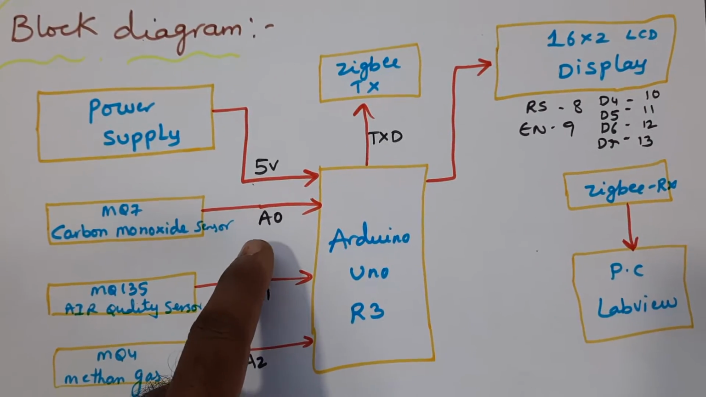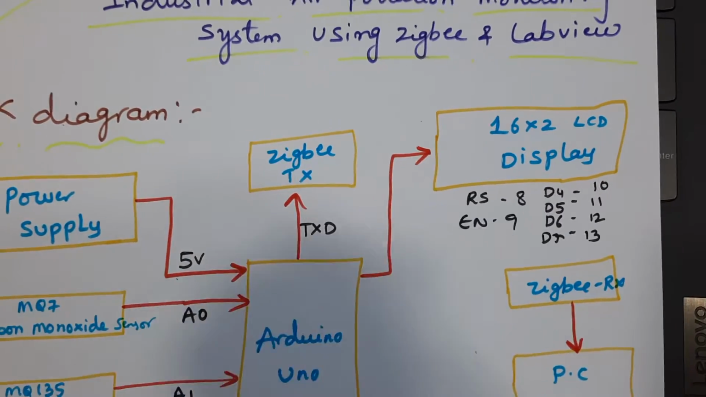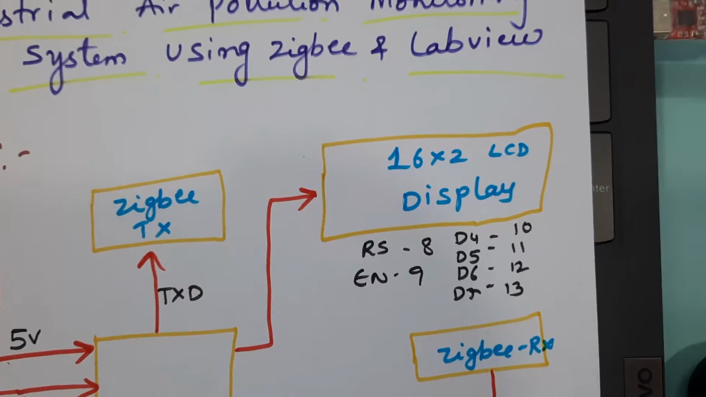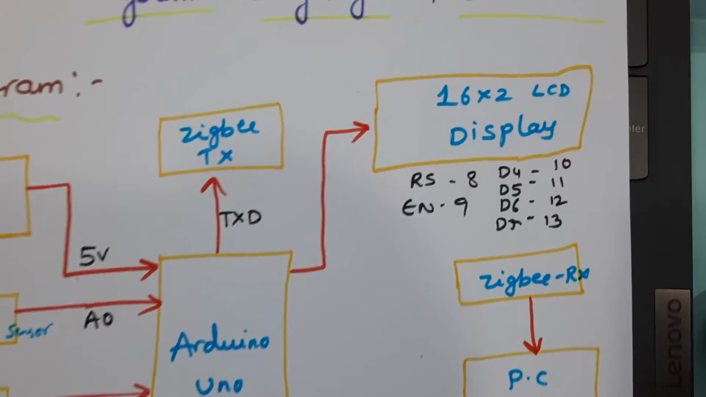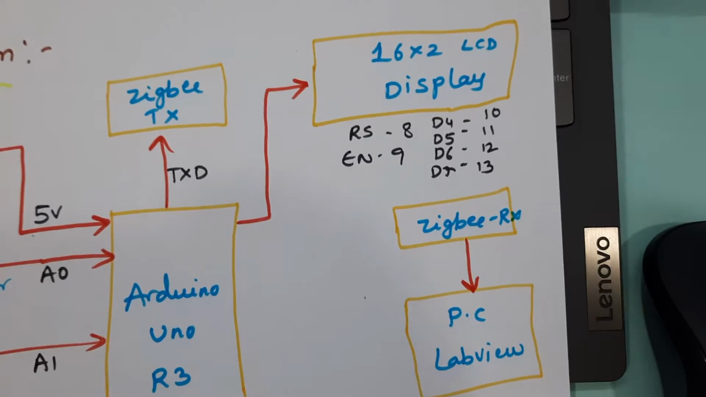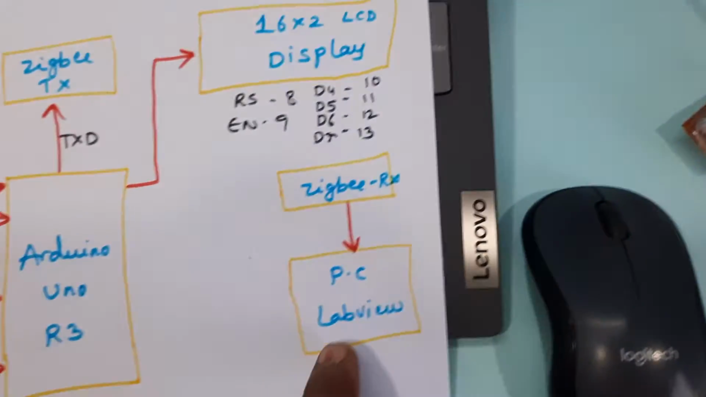Those are connected to analog pins A0, A1, A2, and a Zigbee is connected for transmitting the data wirelessly. A 16x2 character LCD displays whatever process is going on. RS, enable, D4, D5, D6, D7 are connected to pins 8, 9, 10, 11, 12, 13. One Zigbee module is connected to the PC running the LabVIEW software.